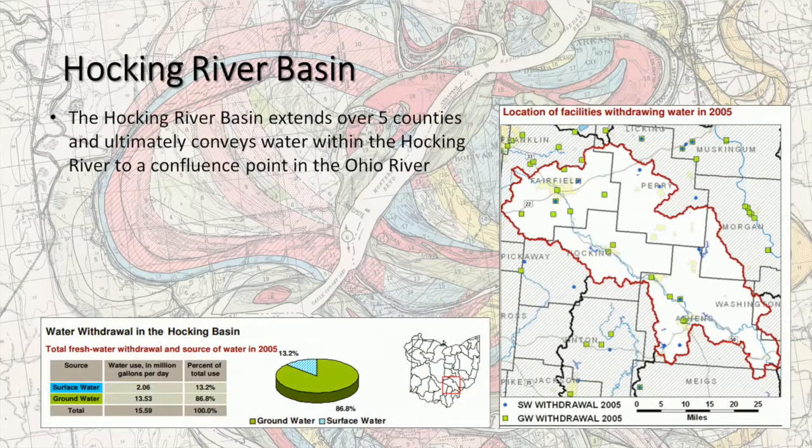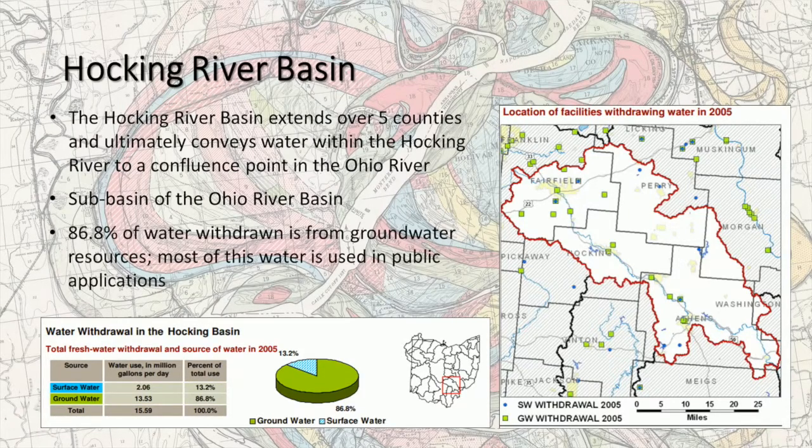Do you know which river basin you belong to? The river basin which is local to Ohio University is the Hocking River Basin. The Hocking River Basin extends across 5 counties and ultimately conveys water within the Hocking River to a confluence point in the Ohio River. This means that the Hocking River Basin is a sub-basin to the Ohio River Basin, and by extension the Mississippi River Basin. Most of the water withdrawn by municipalities and other entities in the Hocking River Basin utilize groundwater, about 86.6%, which is partly due to the poor quality of the Hocking River and surrounding tributaries.